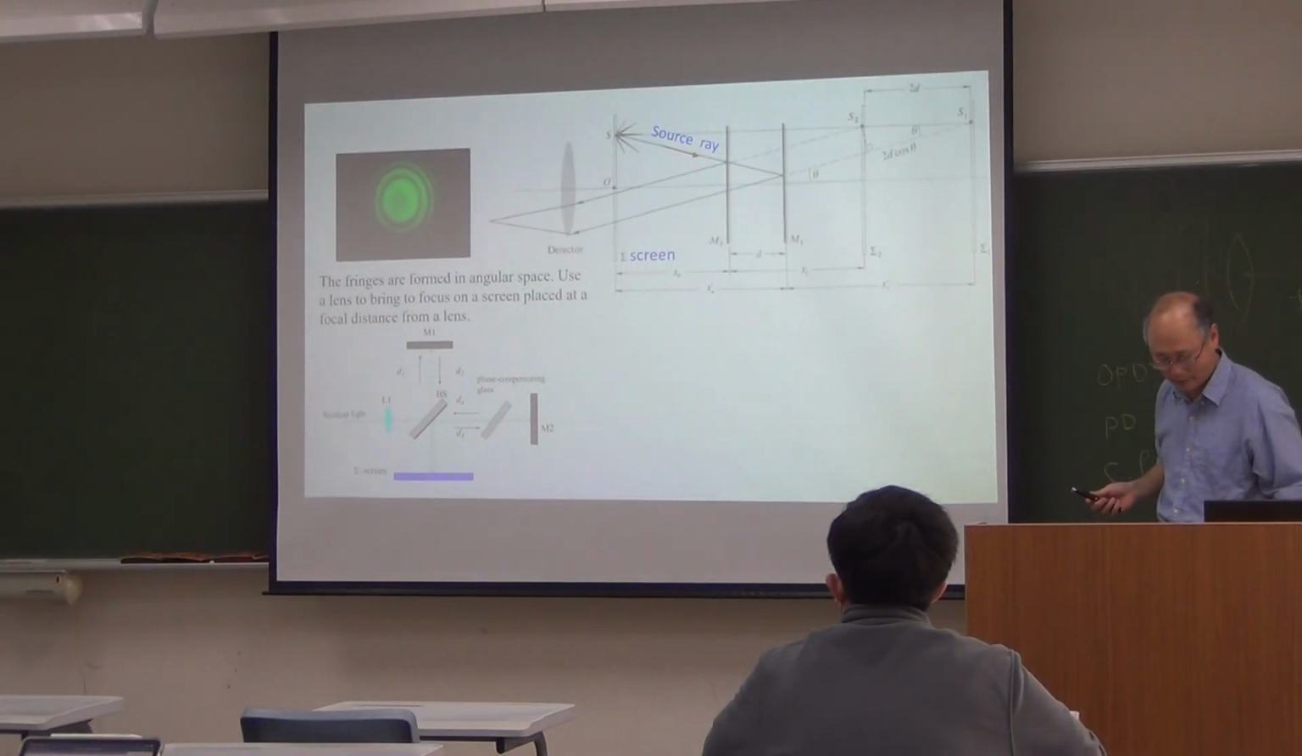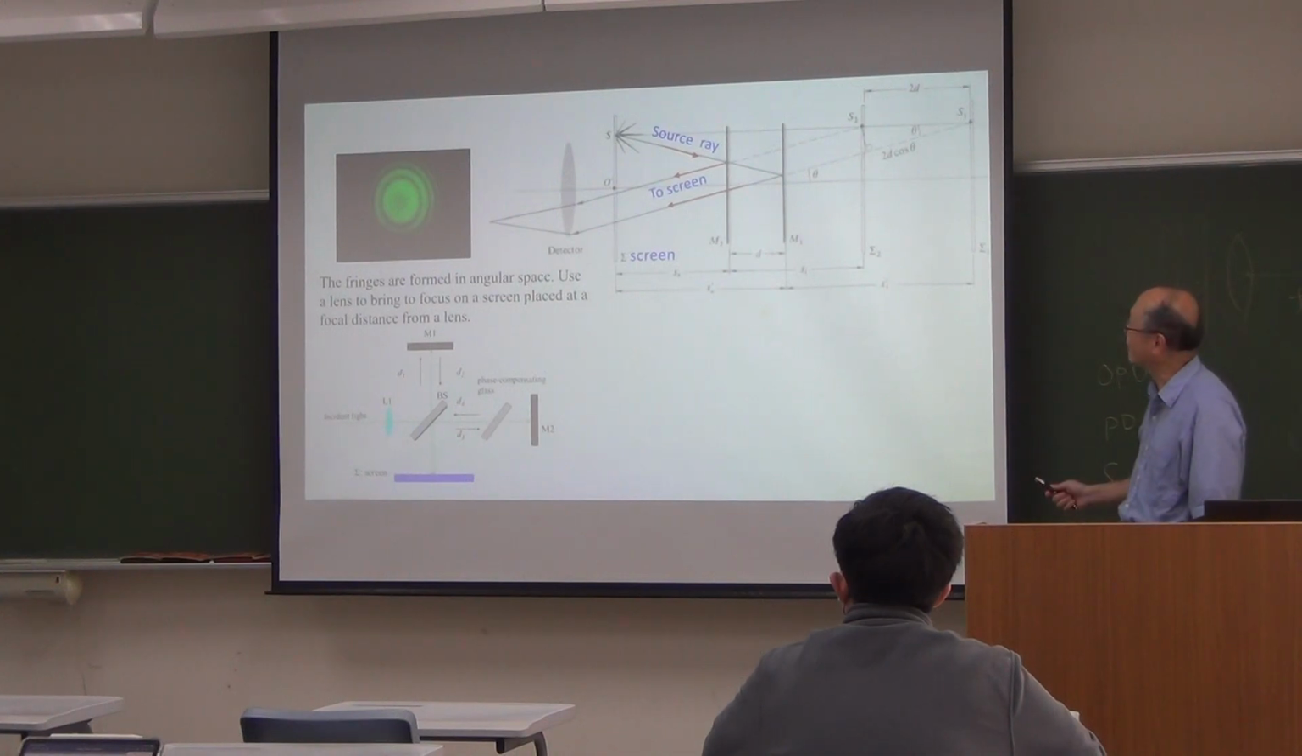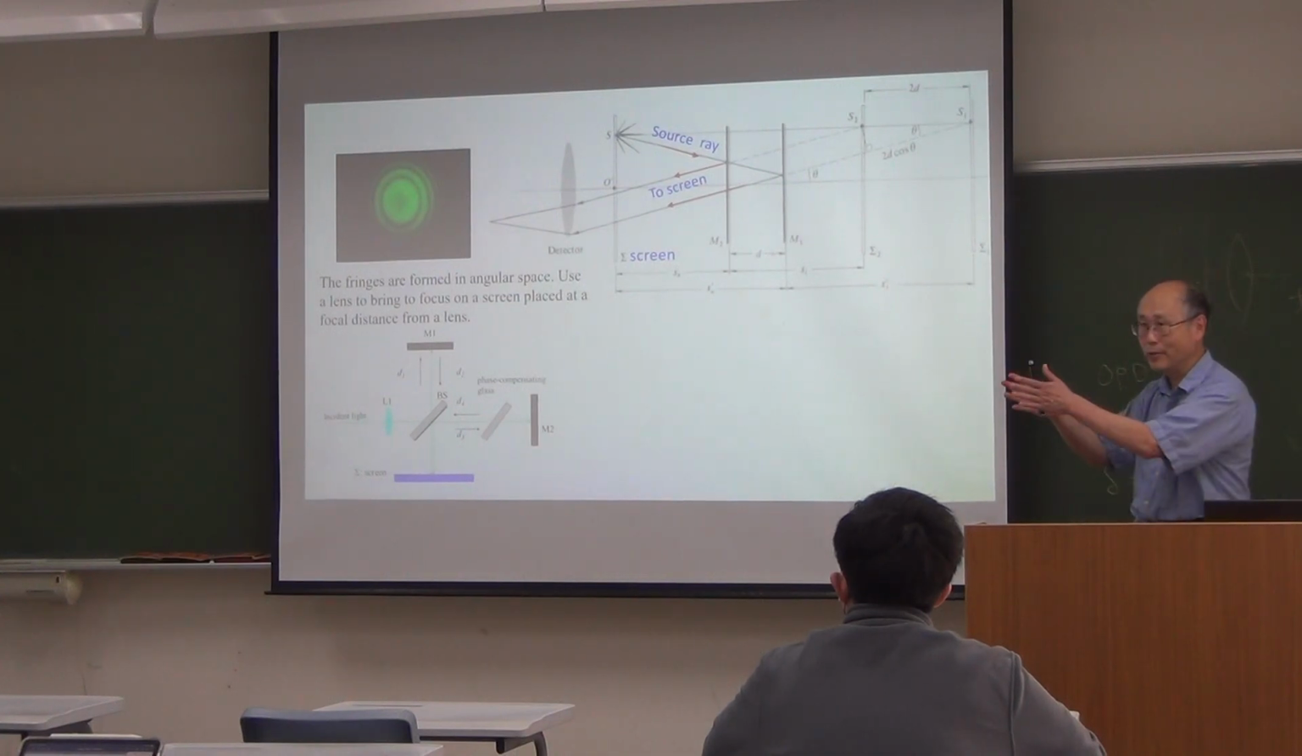And for example, mirror 2 is going to reflect this light ray along this direction. And for mirror 1, it's going to reflect the light along this direction, going down along this direction. And these two rays will interfere with each other.